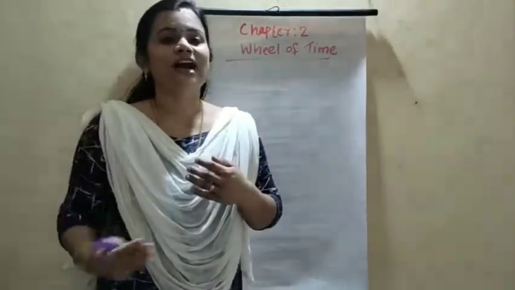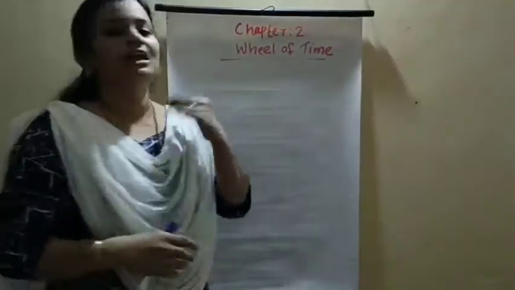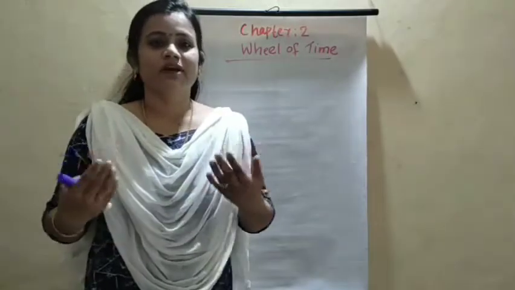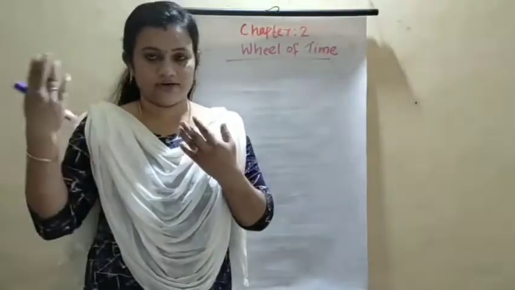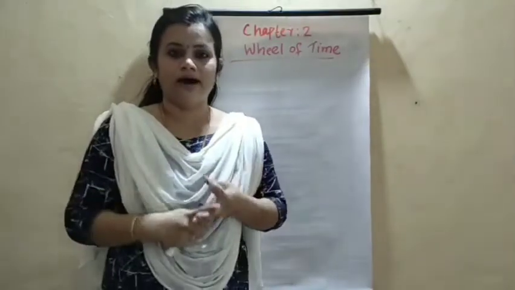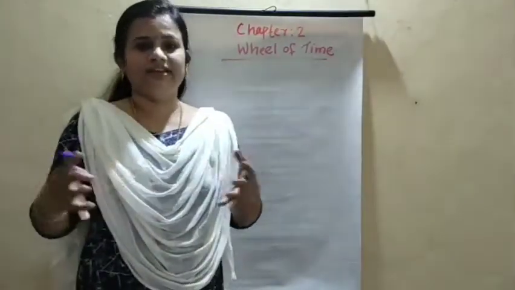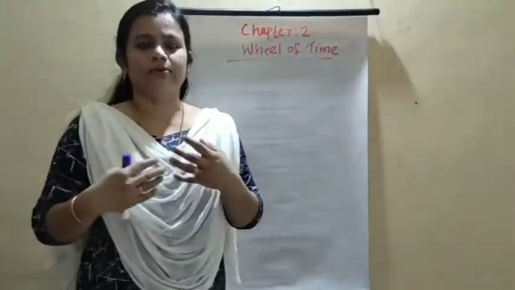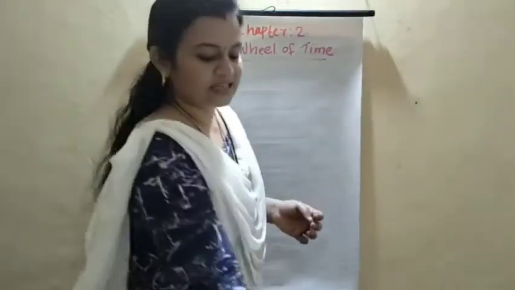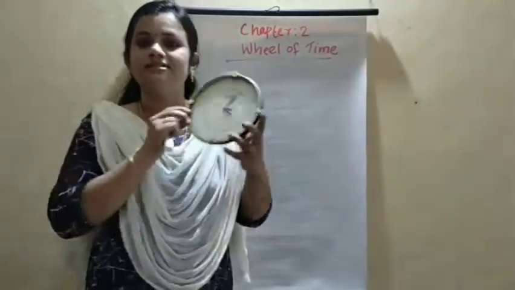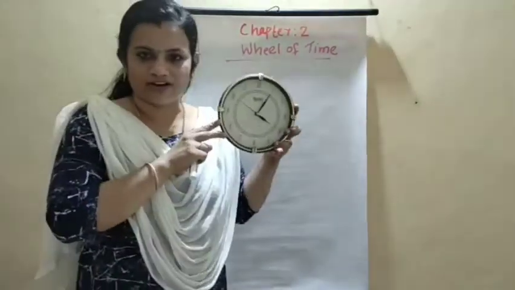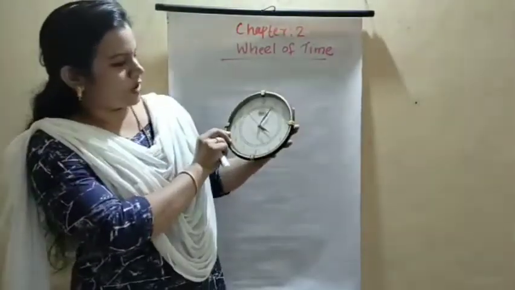Then we are going to start our second chapter, Wheels of Time. What is time? We read the time using our clock, watch, mobile, calculator, everything we use to read the time. Then what is this? This is one clock. Can you see this? It's a small clock.